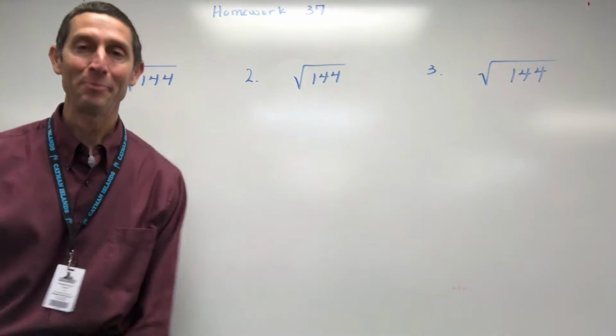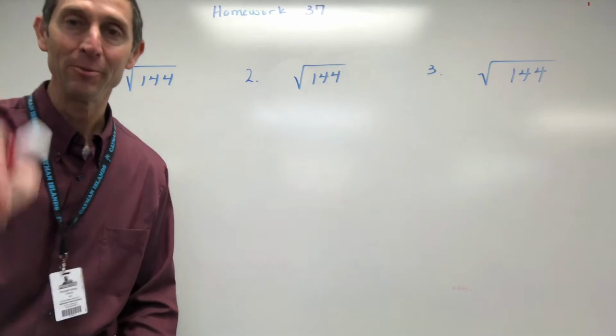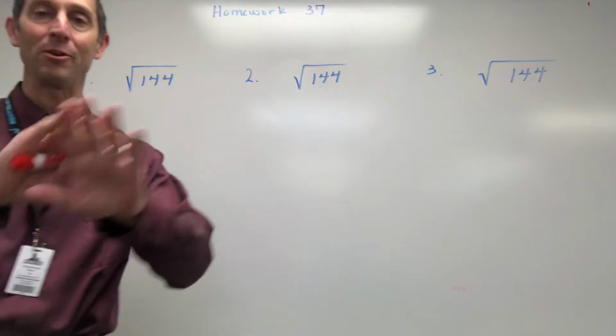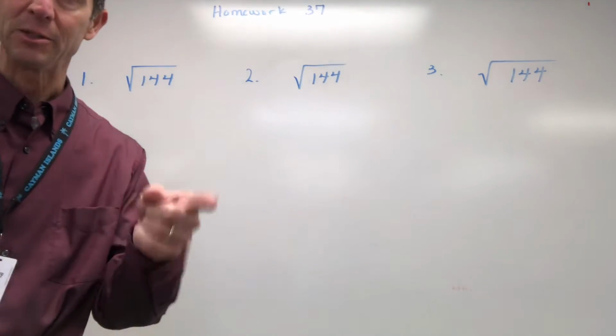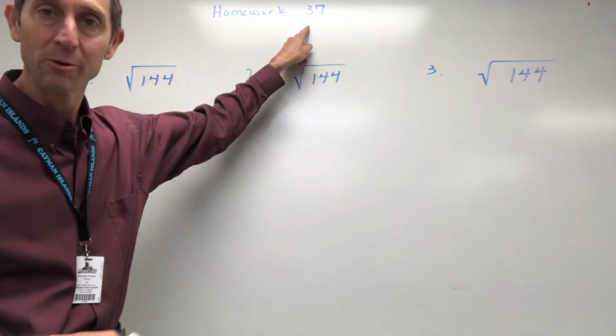All right, third hour of power. We're back. We got a whole bunch of square roots, cube roots, fourth roots, a whole bunch of radicals today. Let's run this. This is all for homework 37.